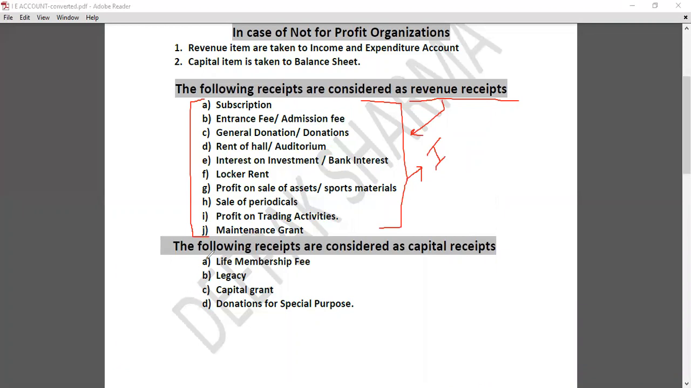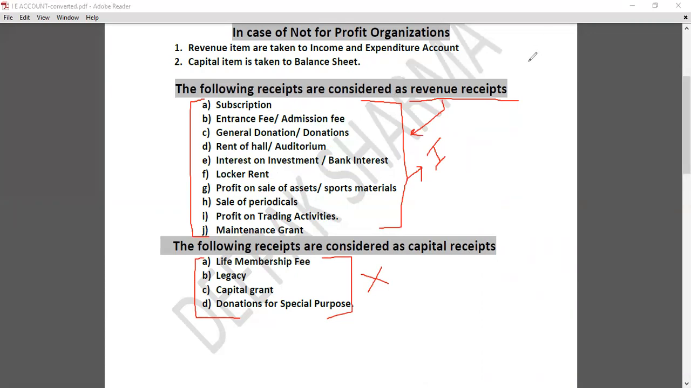And these are the items which are, of course, receipts for the organization, but these receipts will not be taken to the income and expenditure account, because they are generally considered as capital receipts. Only the receipts that are considered to be income will be taken to the income and expenditure account.